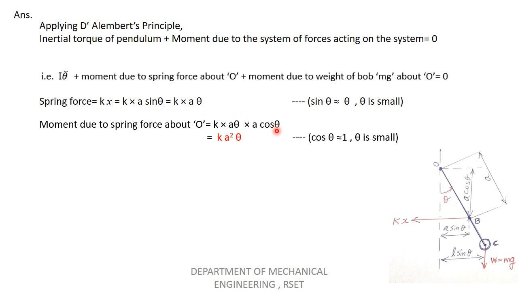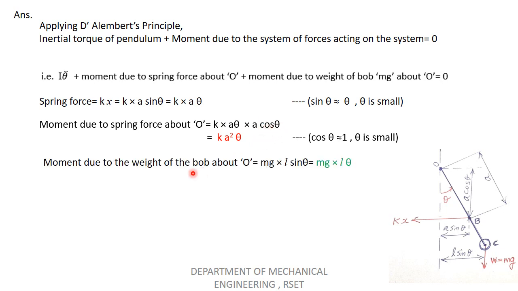We have considered theta as very small, so in the limit, cos theta is 1. So we will approximate the cos theta value as 1. So k into a theta into a into 1, which is k a square theta. Cos theta is taken as 1.